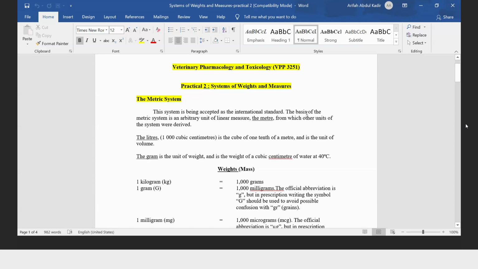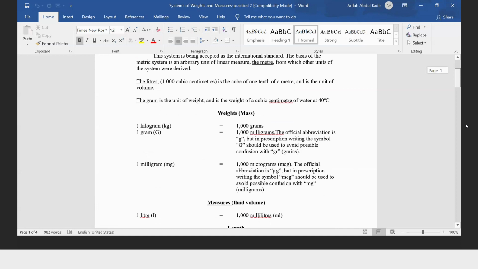Everybody knows, the basis of the metric system is an arbitrary unit of the linear measure, the meter, from which other units are derived. So all this is basic knowledge. The gram is the unit of weight, and it is the weight of a cubic centimeter of water at 4 degrees Celsius.